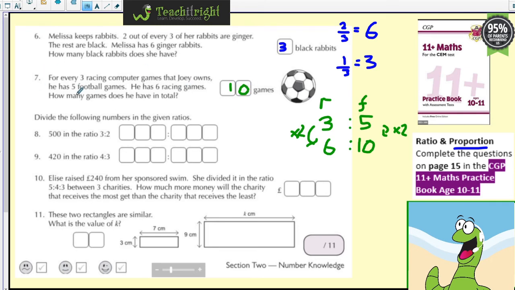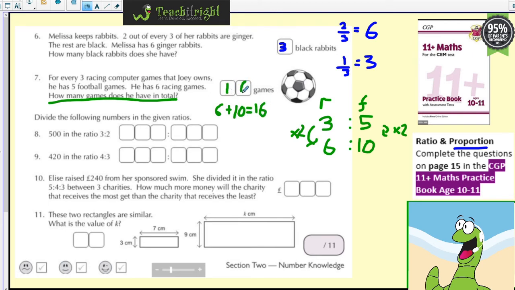Oh, sorry, no, excuse me. 10 football games, but that's not what the question is. And it's always worth, if I did that just by habit, it's always worth just reading the last line again. How many games does he have in total? Well, he has 10 football games, 6 racing games. So in total, he has the 10 plus the 6. So final step is to say he has 16 games in total.